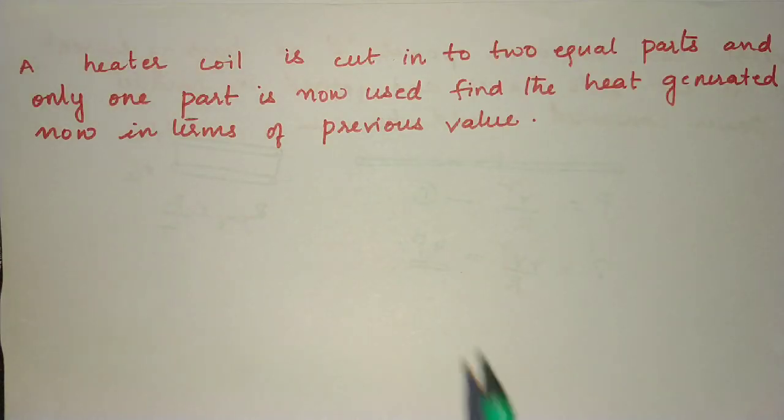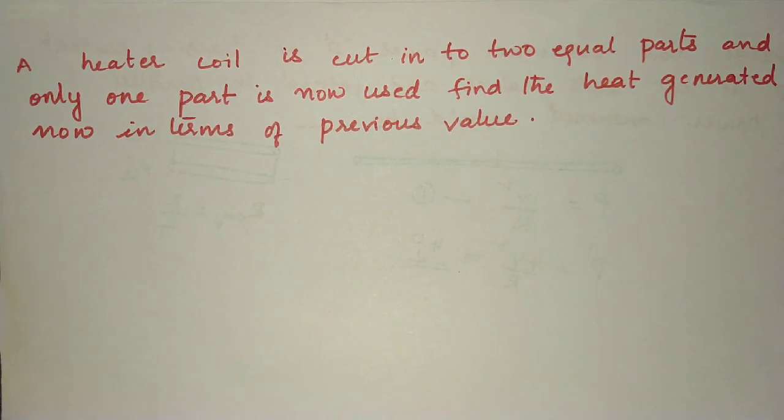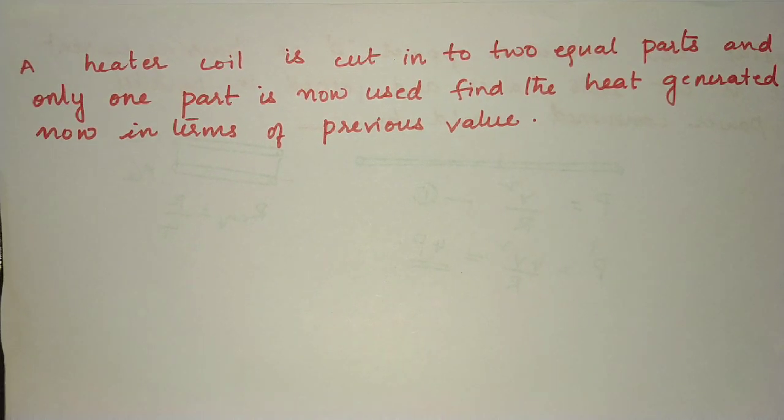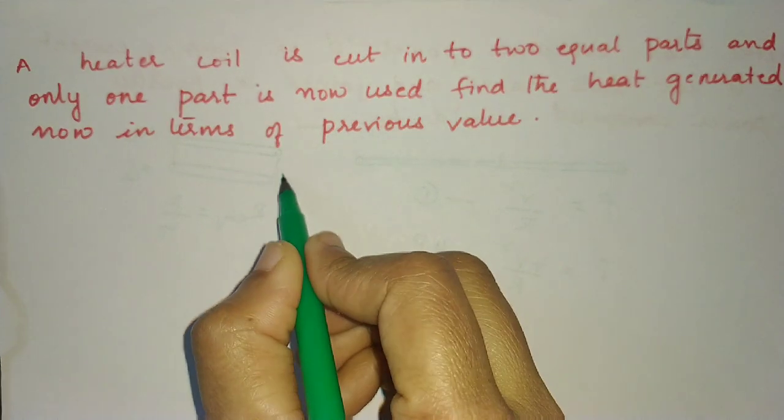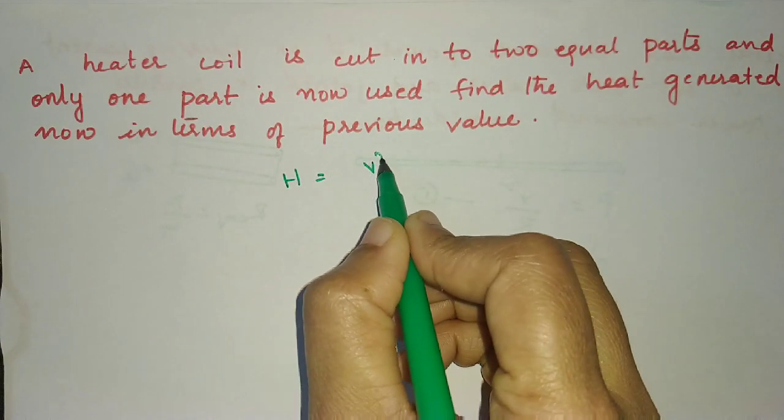So this also is a similar question. Okay, there is a heating coil. If it is cut into two equal parts and only one of them is used, what will be the heat generated in terms of previous value for the same time, let us assume. So we know H is equal to V square by R into T.